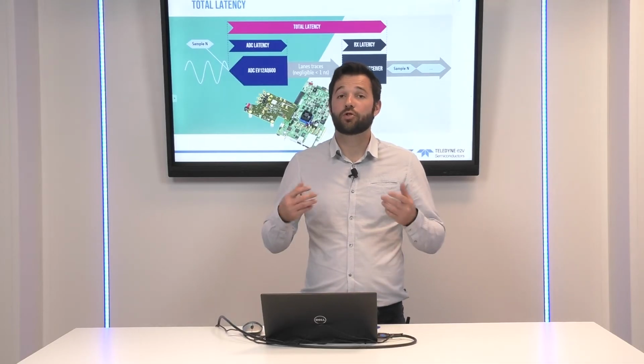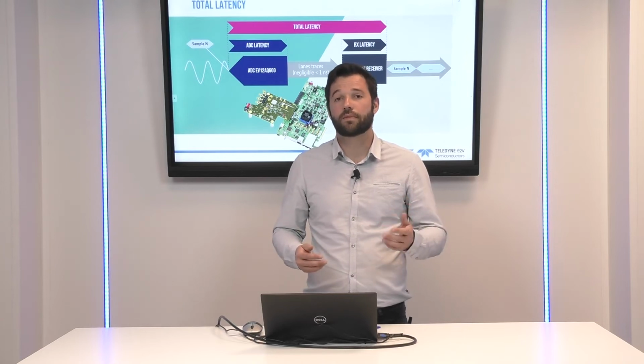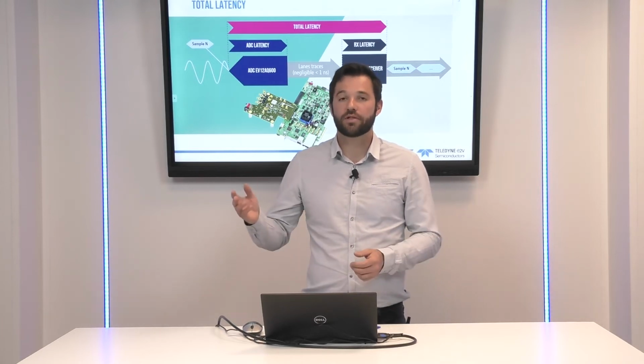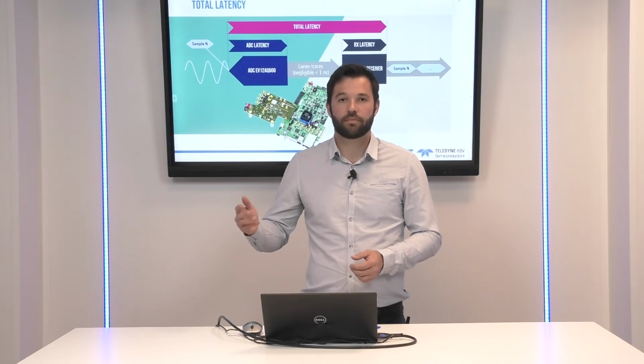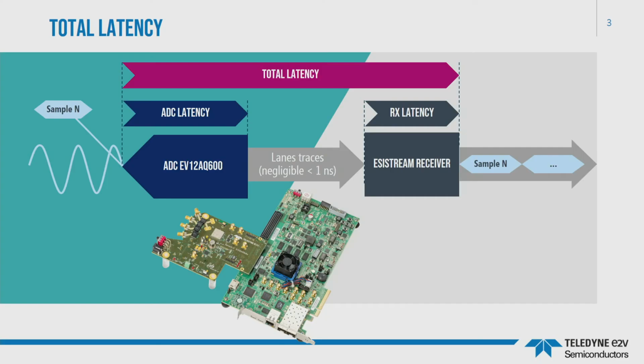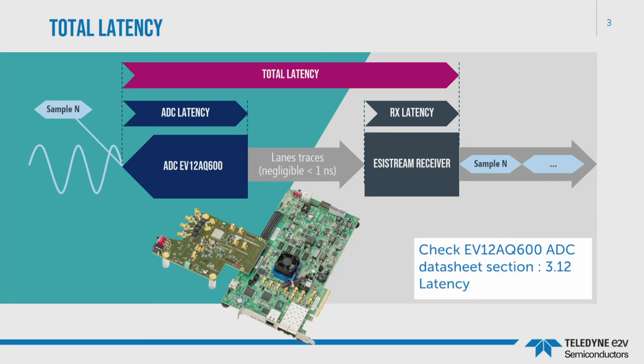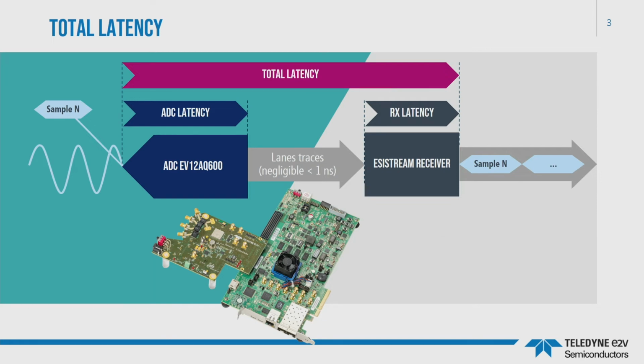Now, let's see how short the time is to transmit samples from the ADC analog input to the ESIstream receiver output in the FPGA. With the AQ600 ADC and ESIstream, you can get a typical total link latency lower than 70 nanoseconds. The maximum total latency of the ADC, including the serial interface, is given in the datasheet and is 142 ADC external clock cycles, so 22.72 nanoseconds with a lane rate of 12.5 gigabits per second.